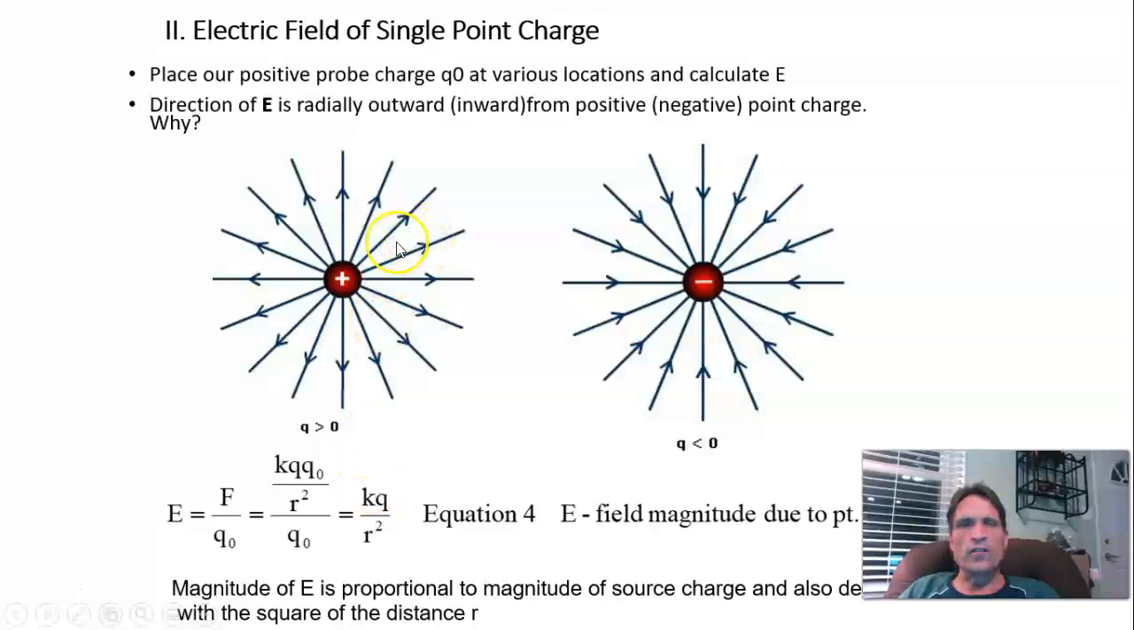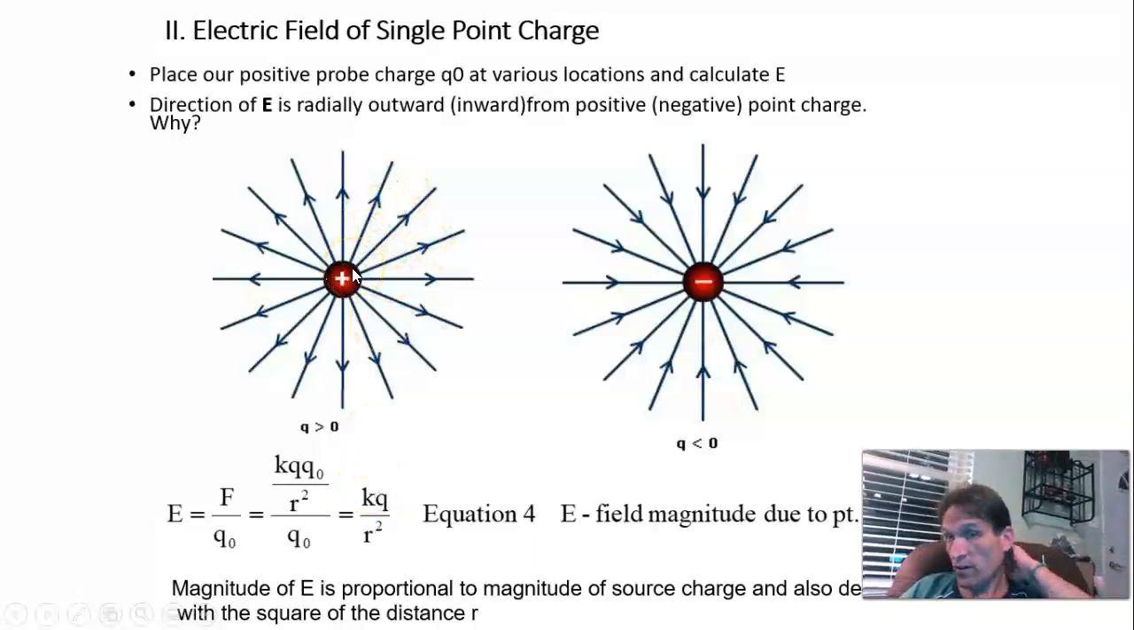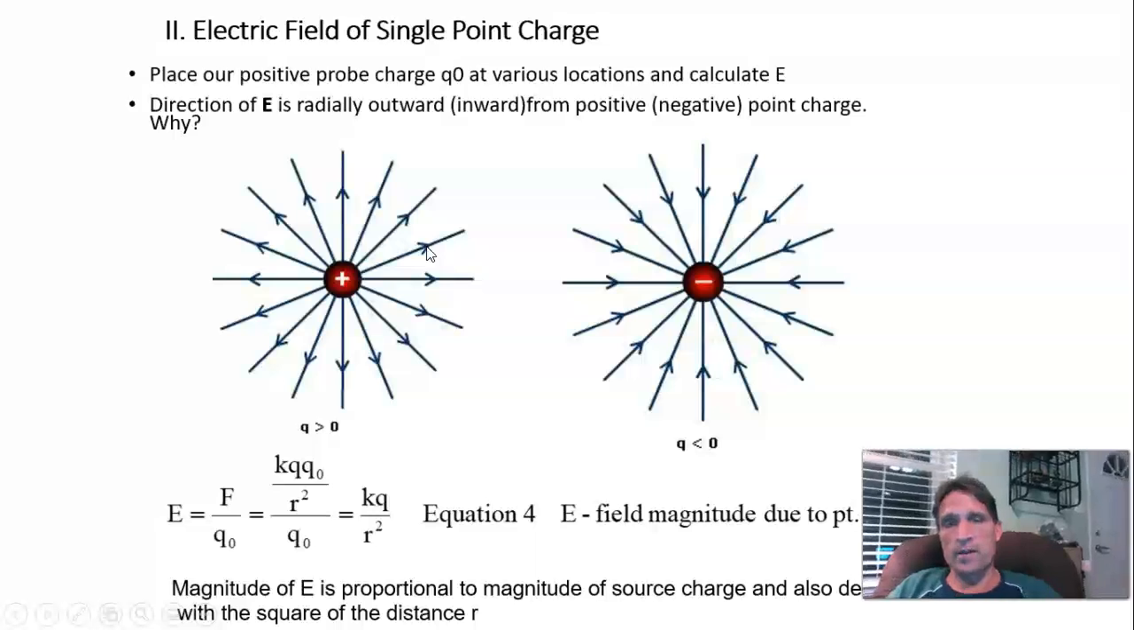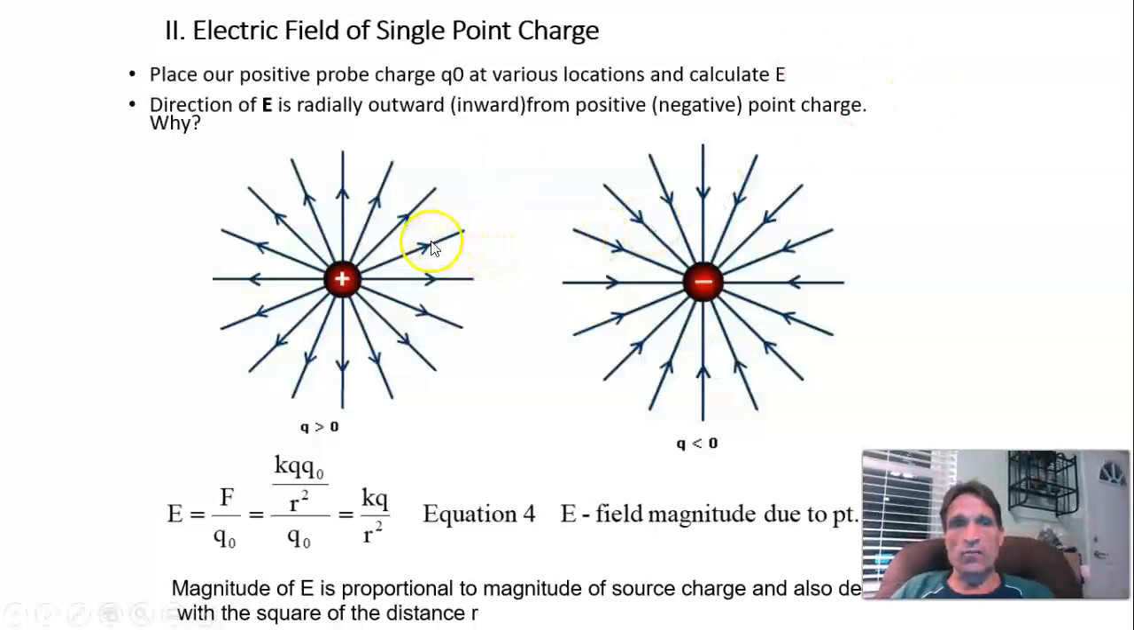So why do the field lines point away from the positive charge? If you have a positive source charge, why do the electric field lines at every point go away from it? Well, remember, these field lines show the direction of the force on a positive probe. So if we place our positive probe charge Q0 anywhere, it will be repelled by Q, and so the force will always point outward, because the positive probe is repelled by the positive charge.